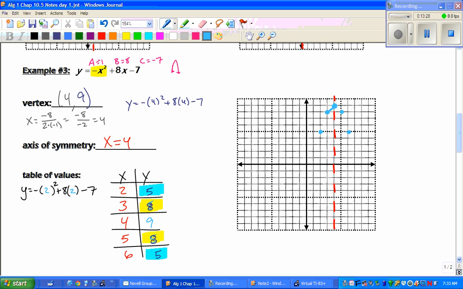Alright, so let's draw the parabola. Make sure it's nice and curved. Now if we check it, we said that that was going to go down, and this is the parabola going down. It is. Alright, let's go ahead and turn it over.